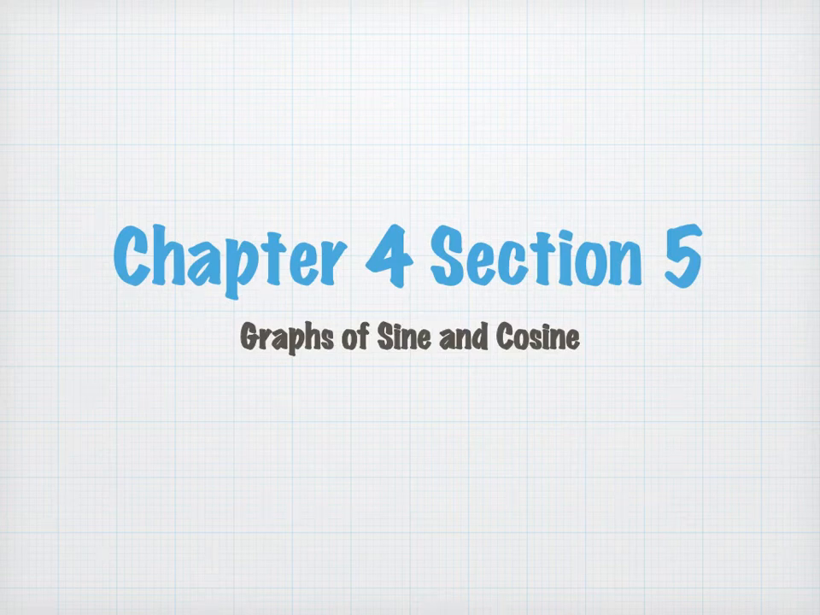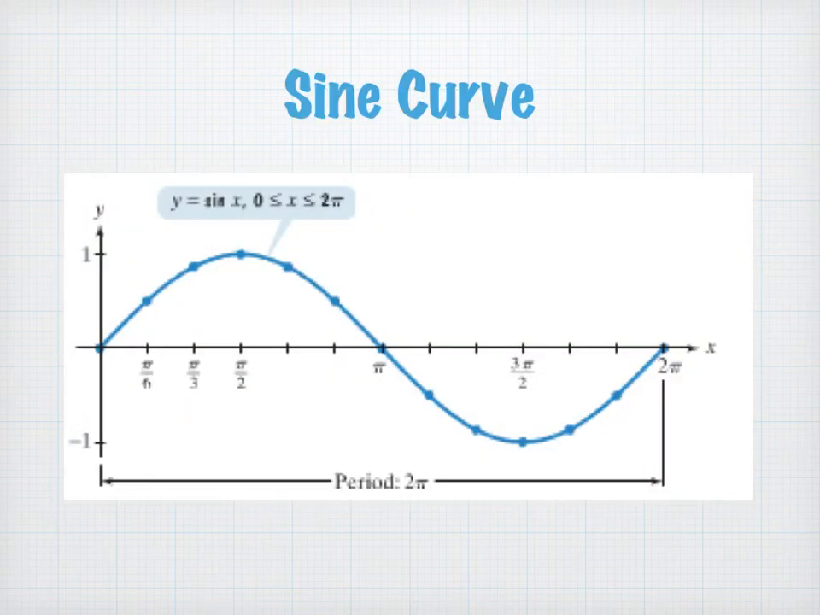All right, so we're going to continue the lesson on sine and cosine. A reminder that the sine curve has this pattern. It starts at 0, it goes up to the amplitude, back down to 0, down to the negative amplitude, and then back up again.